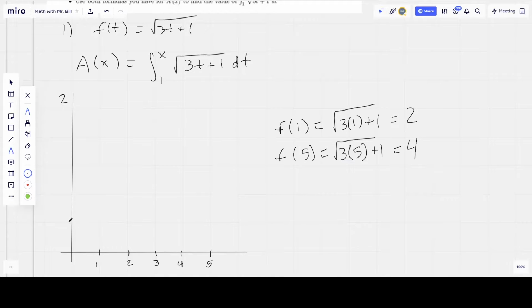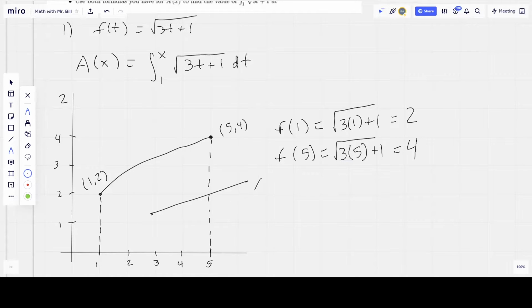So let's put those points in. Those are the points (1, 2) and (5, 4). And then we're going to draw a nice gentle curve between the two. And so the area underneath this curve is what that integral represents.